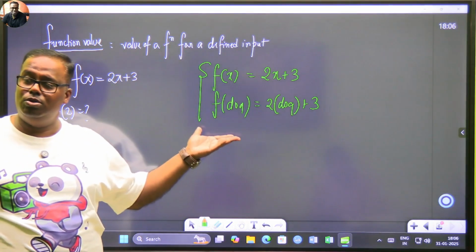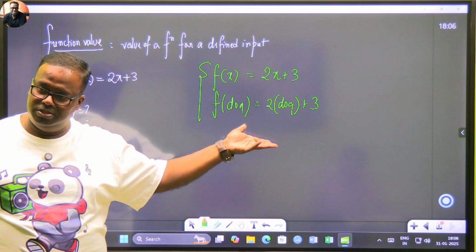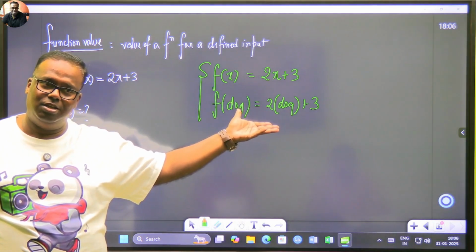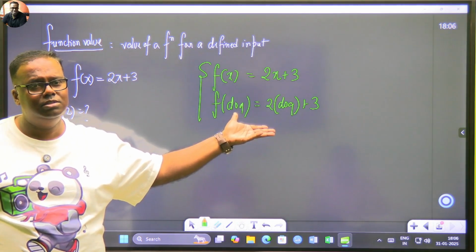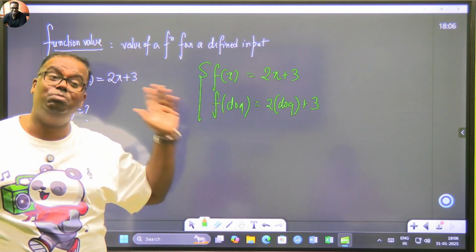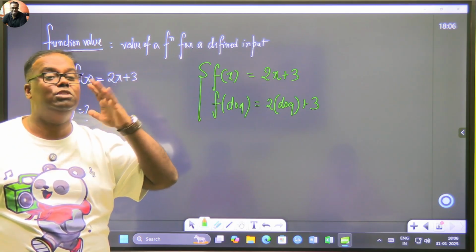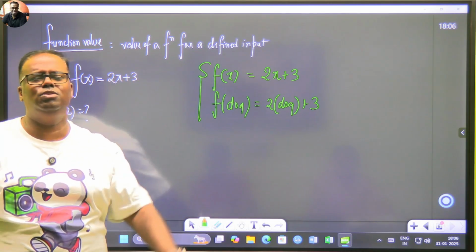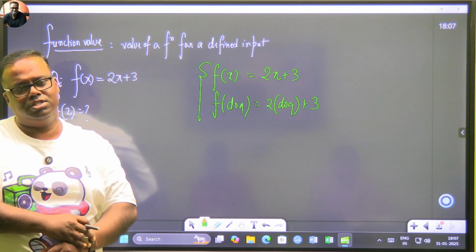F of cow, 2 cow plus 3. F of pakoda, 2 pakoda plus 3, because x is a variable. F of kirtan, 2 kirtan plus 3. Have you understood? Keep this always in mind. Composite function workouts will be very easy. Otherwise, you will get stuck. 100% you will get falsified in composite functions.